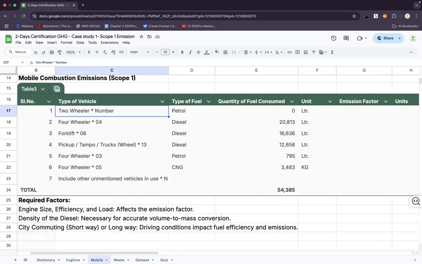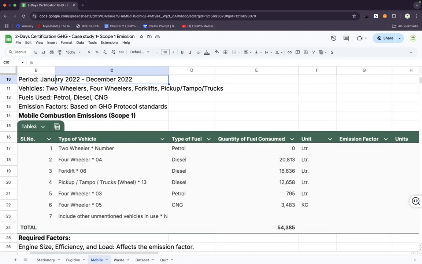Okay, let's come back to another calculation, which is mobile combustion. How many of you understand mobile combustion?